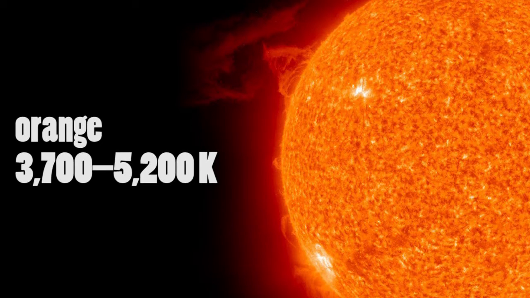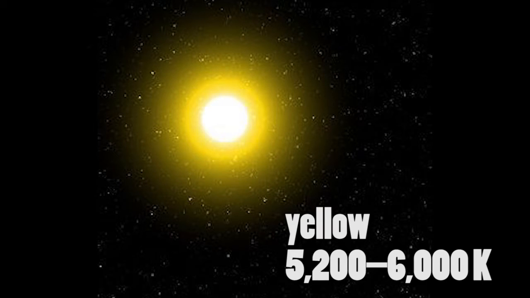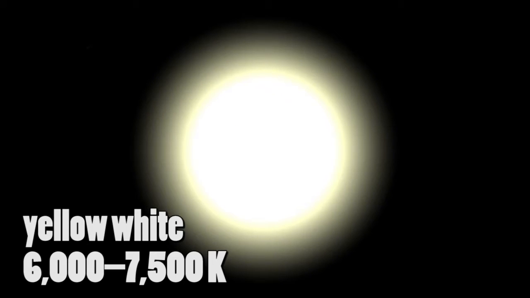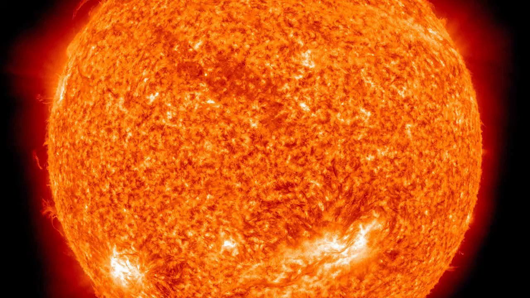If we keep heating this ball up, its surface temperature will keep on increasing and even its color will keep on changing. For example, for orange, the temperature range is 3700 Kelvin to 5200 Kelvin. For yellow, it's 5200 Kelvin to 6000 Kelvin. Yellow-white, it's 6000 to 7500 Kelvin. Our own sun's temperature is about 6000 Kelvin.